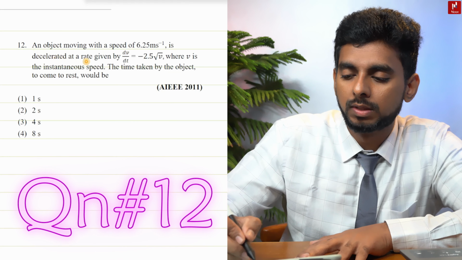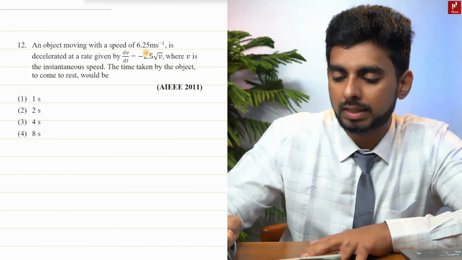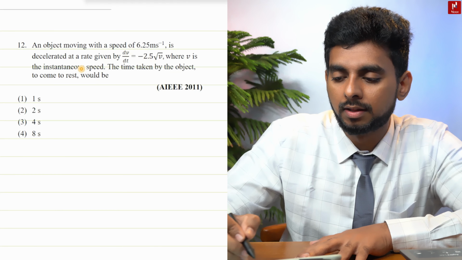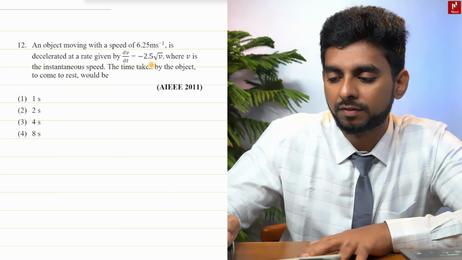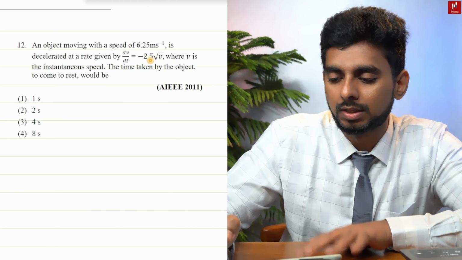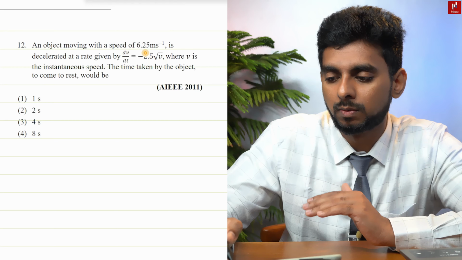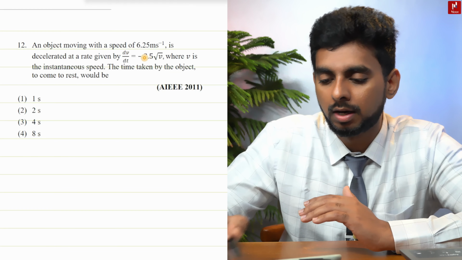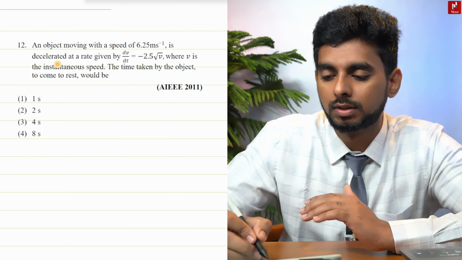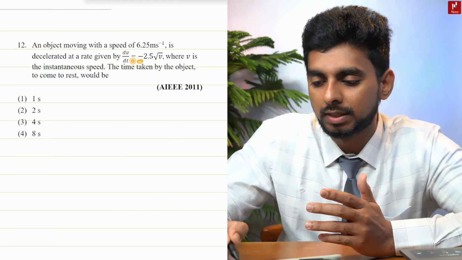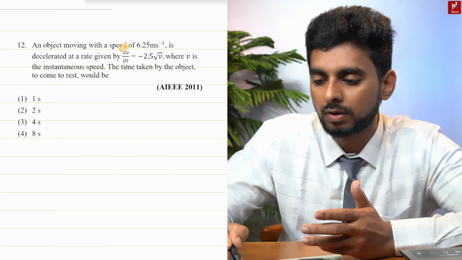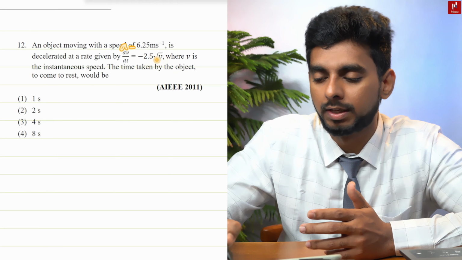An object moving with a speed 6.25 meter per second is decelerated at the rate given by dv by dt, which is equal to negative 2.5 root v. So there was an object having an initial velocity of 6.25 meter per second, and you're going to have a deceleration. The deceleration actually means negative acceleration. Therefore you will have this negative sign here. If you look at the left hand side, it is dv by dt, which is acceleration, so a will be equal to negative 2.5 root v, right?